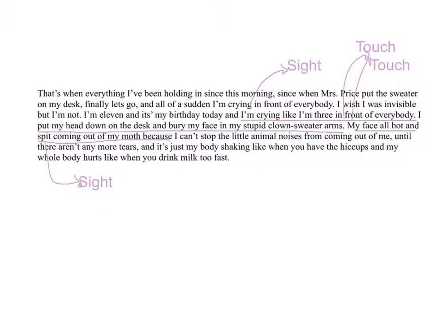As the speaker continues, she begins to activate our auditory or sound sense. The speaker states, "I can't stop the little animal noises from coming out of me." This is activating the sound sense. Now the speaker will move on to how this crying is making her body feel, "until there aren't any more tears and it's just my body shaking, like when you have the hiccups, and my whole body hurts, like when you drink milk too fast."